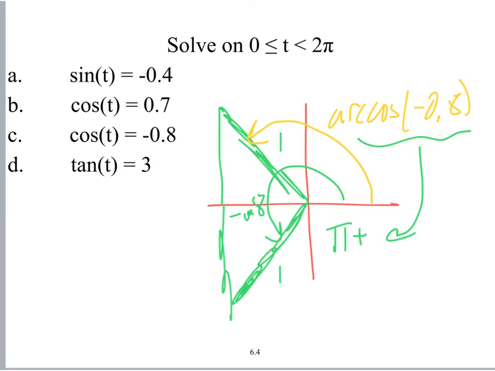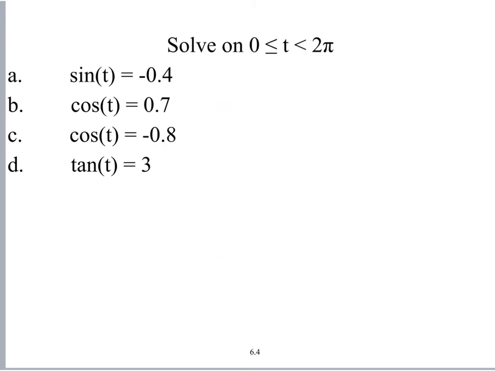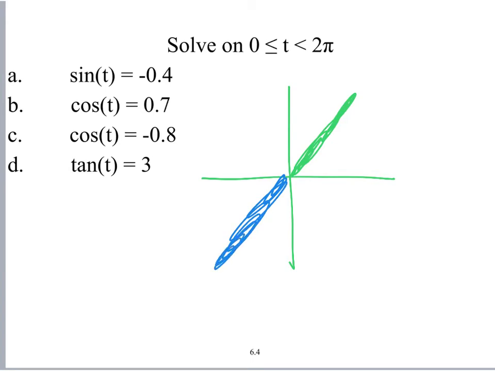And then tangent of 3. I know that arctangent gives me output in quadrant 1 and 4. Now, where's the tangent positive? Well, it's positive here in quadrant 1. It's also positive down here in quadrant 3.